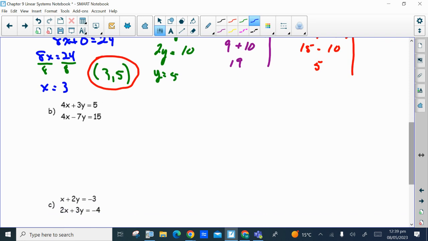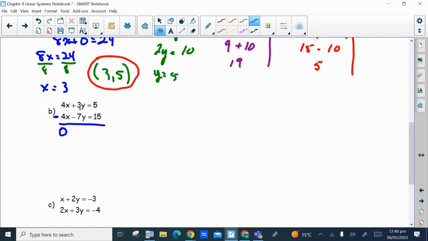All right, looking at question B. Notice that the x's have the same coefficient in front of x. So in this case here, if we want to eliminate the x's, we would subtract the two equations, because 4x take away 4x cancels. 4x minus 4x is 0x or just 0. Now you have to remember you're subtracting here.